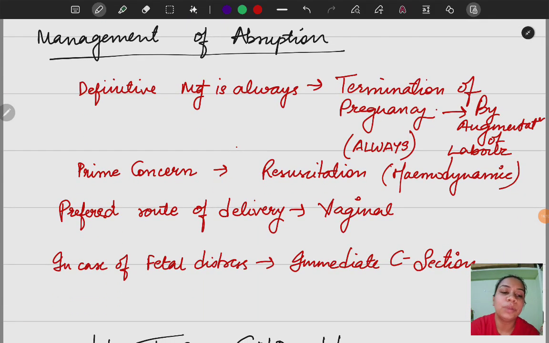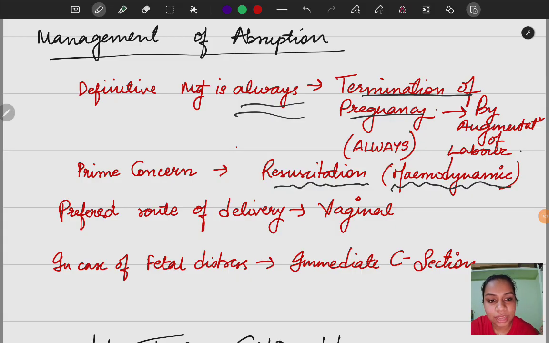How will we do the management of abruptio placenta? The definitive management is always termination of pregnancy, by augmentation of labor. Okay, then what is the prime concern? Prime concern is resuscitation of the mother hemodynamically, because she is bleeding actively. So side by side, when you are terminating the pregnancy, you have to stabilize the mother hemodynamically, and the preferred route of delivery is always vaginal. Okay, because the preferred route of delivery is always vaginal. If the fetus is in distress, then only we go for immediate cesarean section.